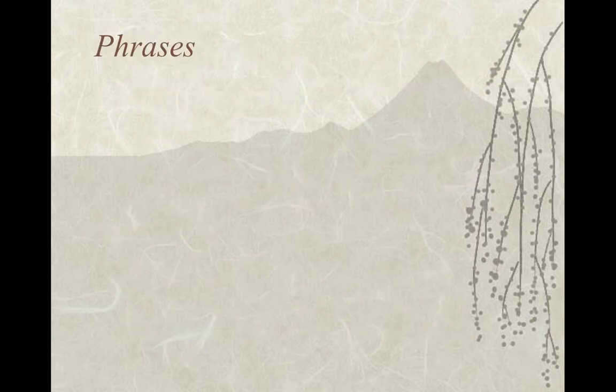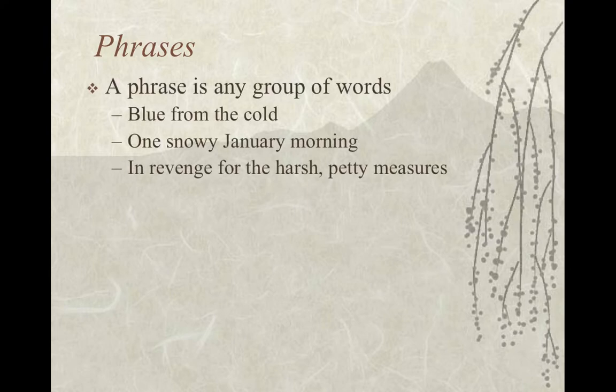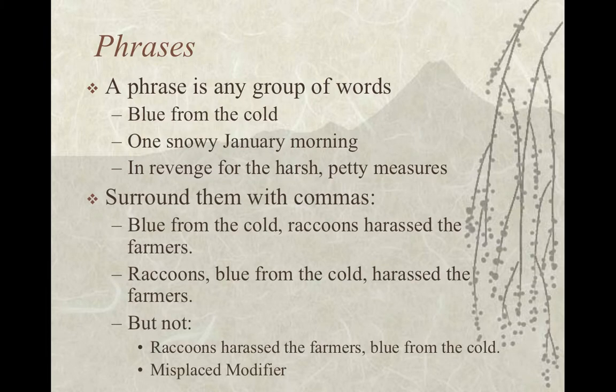Now let's add some phrases. A phrase is any group of words: blue from the cold, one snowy January morning, and revenge for the harsh petty measures. Any group of words that's a phrase is a very low bar for entry there. Now, before, when we're using one word, we could just stick it in front. But when we're using a group, we need to mark it in some way. So we surround them with commas. Blue from the cold, comma, raccoons harass the farmers. Or raccoons, comma, blue from the cold, comma, harass the farmers. Pretty much you can put it anywhere you want as long as you surround it with commas.